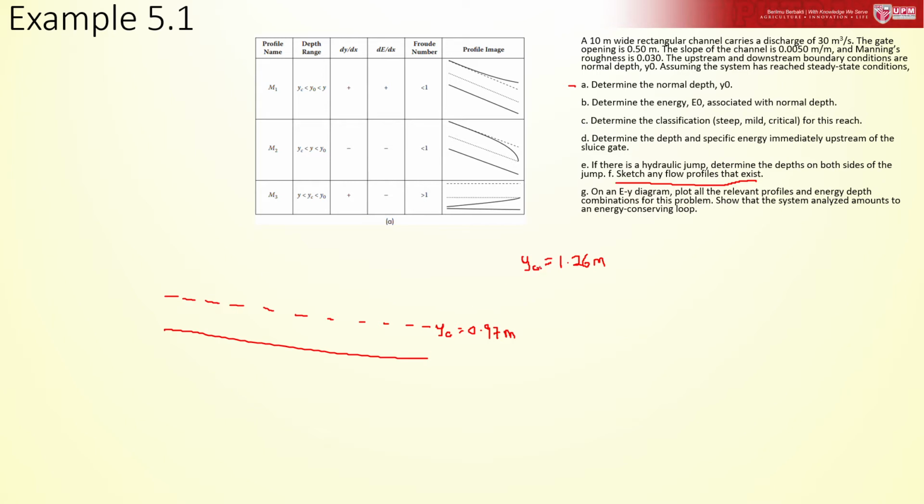So when y normal is above yc, most probably this flow is mild. Because you see here, y naught is more than yc. Y naught is always more than yc, and also in the third case, M3, y naught is more than yc. So we know that the profile will be mild, but we do not know yet which one, one, two or three. So let's just draw this y naught here.